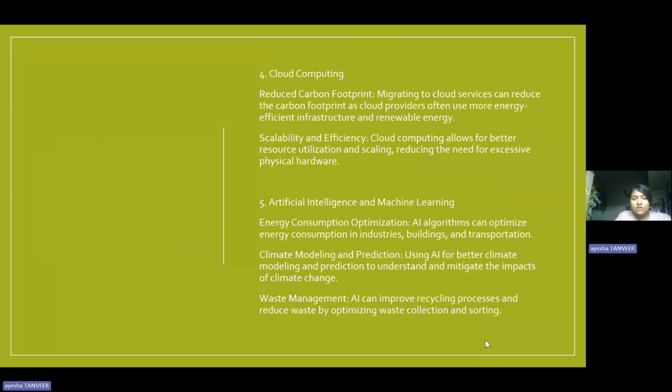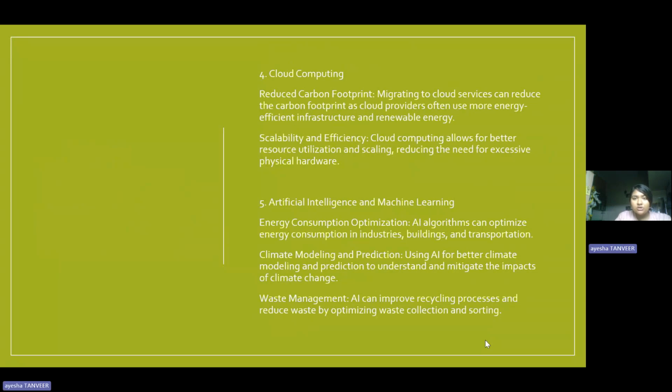Artificial intelligence and machine learning. Energy consumption optimization. AI algorithms can optimize energy consumption in industries, buildings, and transportation. Climate modeling and prediction. Using AI for better climate modeling and prediction to understand and mitigate the impacts of climate change. Waste management. AI can improve recycling processes and reduce waste by optimizing waste collection and sorting.